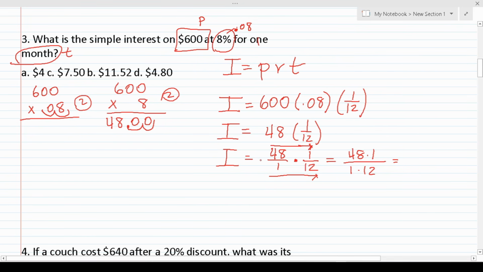And in case you need a refresher on fractions, there is a video on my channel devoted to that if you want to take a look at that. So this becomes 48 over 12, which we should all know is 4. Again, 48 divided by 12 is 4, which is going to be A.